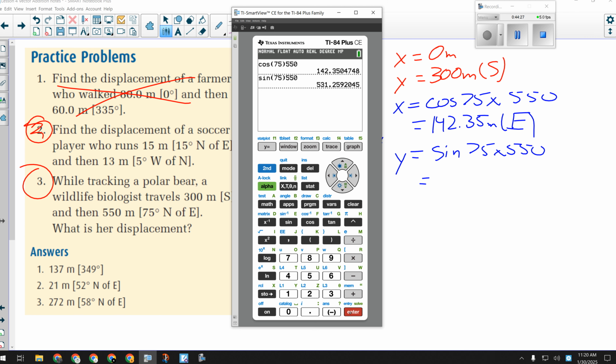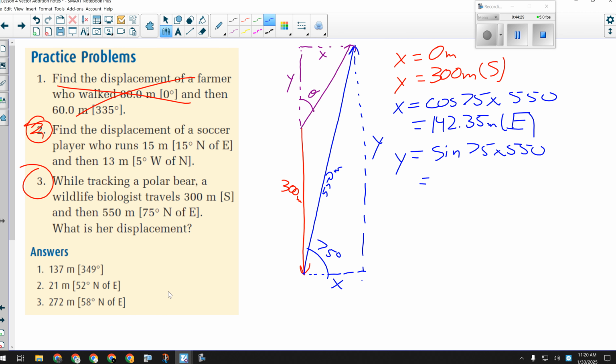Okay, so that side is 531.26 meters, and that is north. Again, I'm rounding off on the board, but not in the calculator where it matters. Okay, always make sure you keep all of those decimals. Now I need to get my resultants x and y.